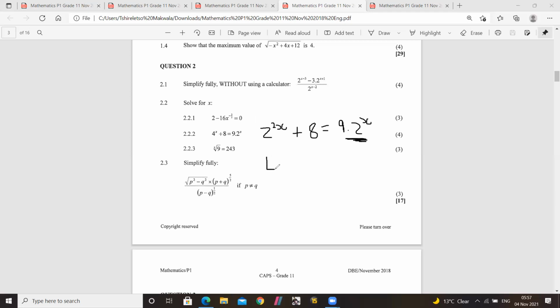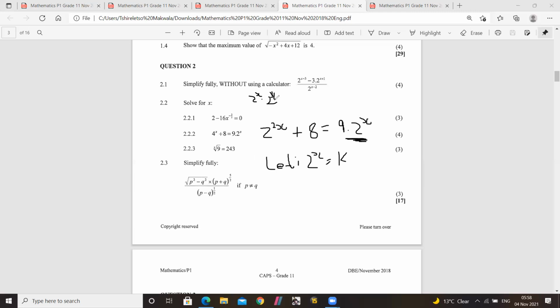So what are we going to do here? We're going to say let 2 to the power of x equal k. So every time we see 2 to the power of x, we're going to put k, right? So how many 2 to the power of x's are here? 2 to the power of 2x is the same as 2 to the power of x multiplied by 2 to the power of x.